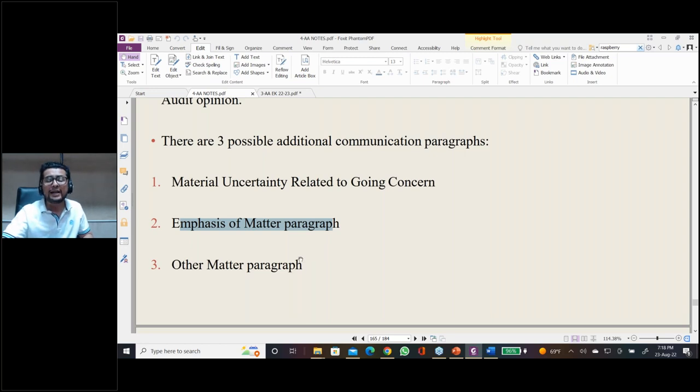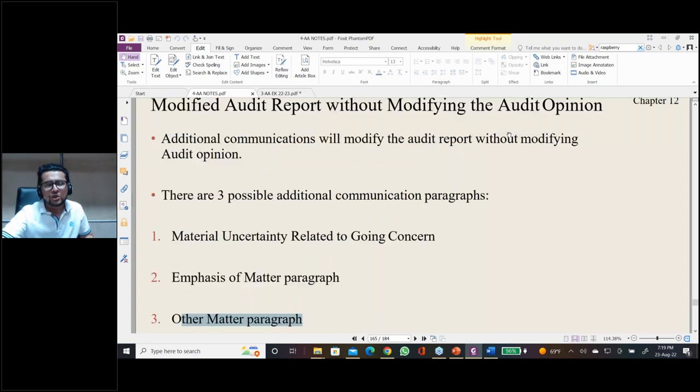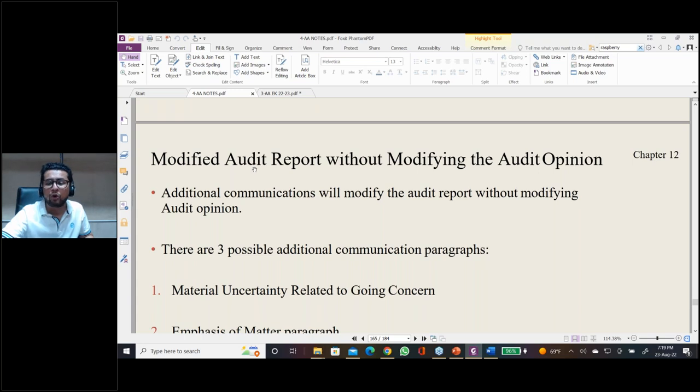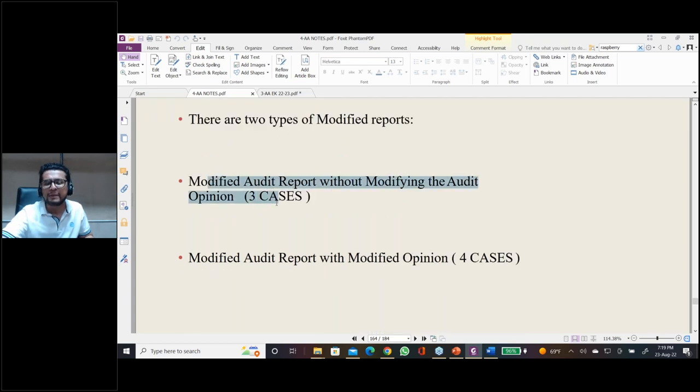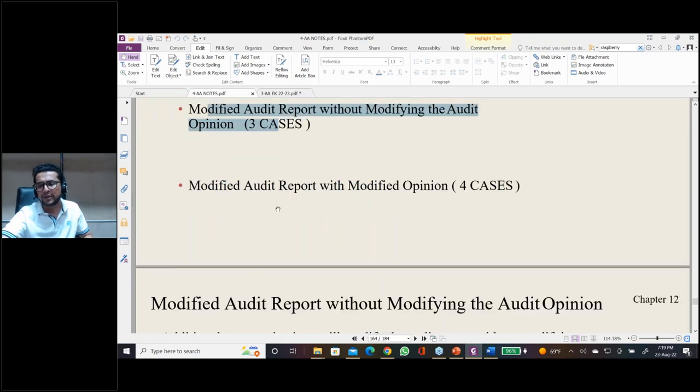If you want to highlight anything not relevant to the current financial statements, but anything important, you are going to use the other matter paragraph. So this is the modified audit report without having an impact on the opinion. That's what we call modified audit report type number one, without modifying the opinion. The last case: modified audit report, and finally with the modified opinion.